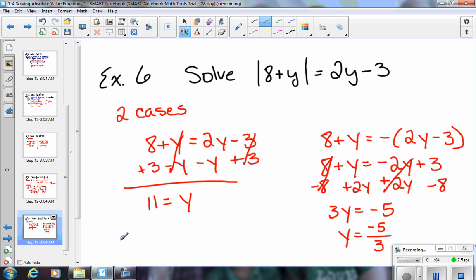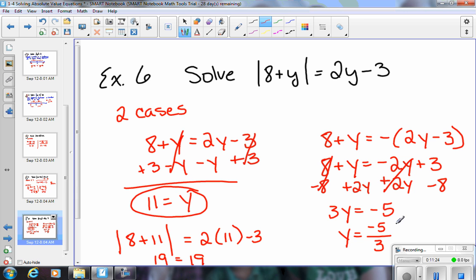Substitute the 11 in. I get 8 plus 11, absolute value of that, and I want to see if these two quantities are equal if I plug it into both sides. Here I get 19. The absolute value of 19 is 19. 22 minus 3 is 19, so we're good on this solution.